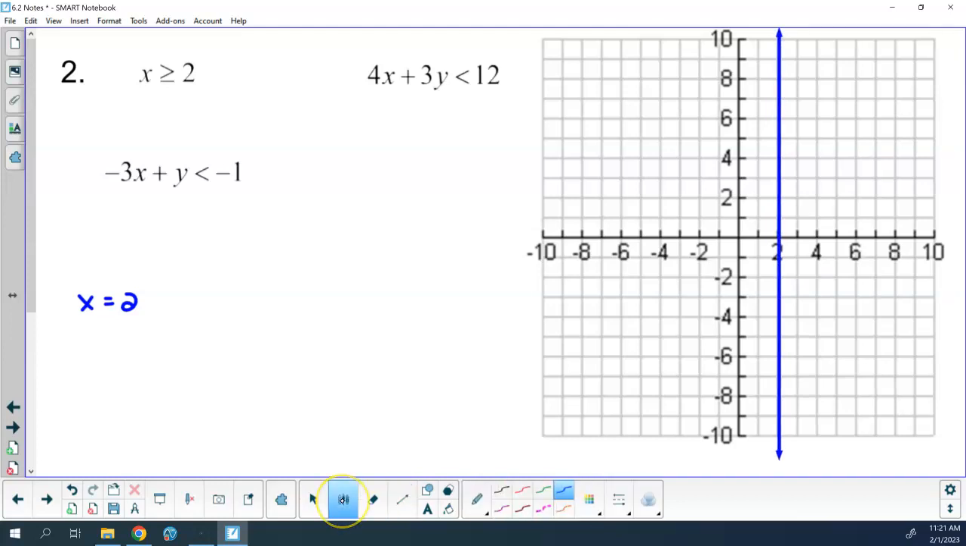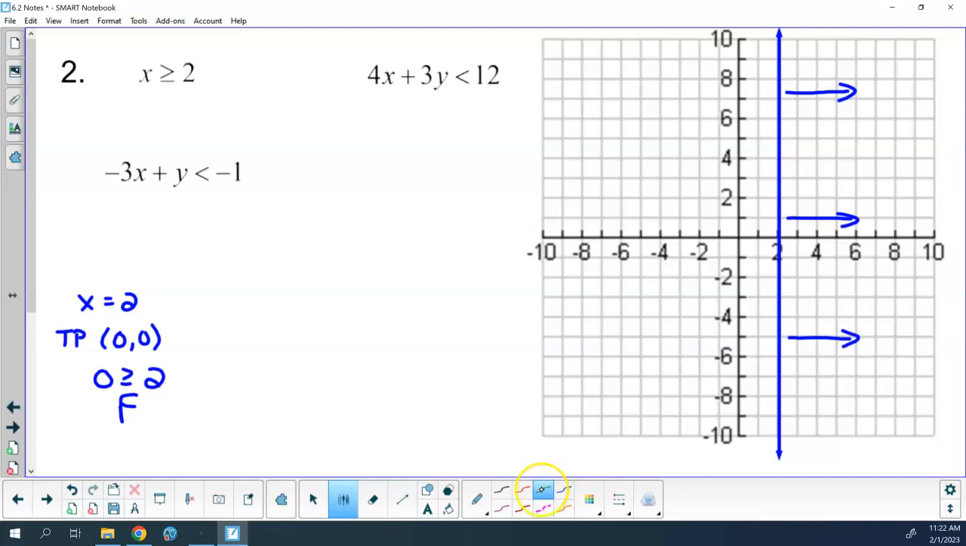Then, it didn't go through the origin, so I can run a little test point action of 0, 0 on it, plug in 0, get that. That is a true or a false statement. That's false, so I wouldn't shade towards the origin. I would shade away from the origin.